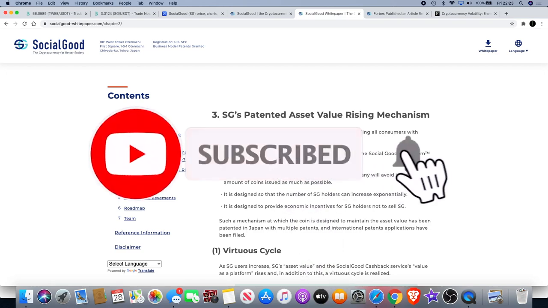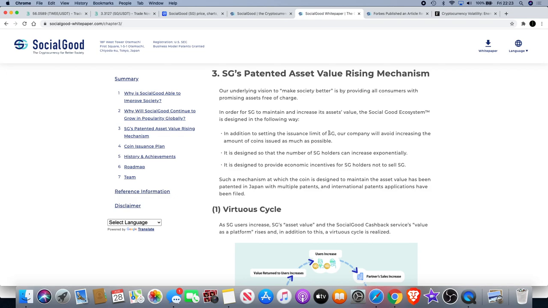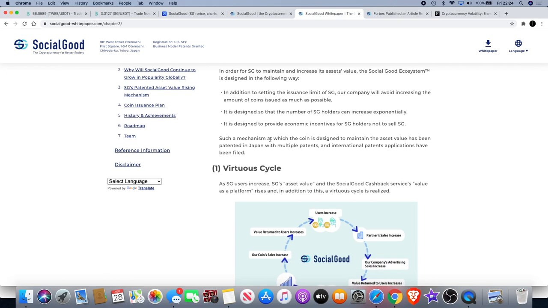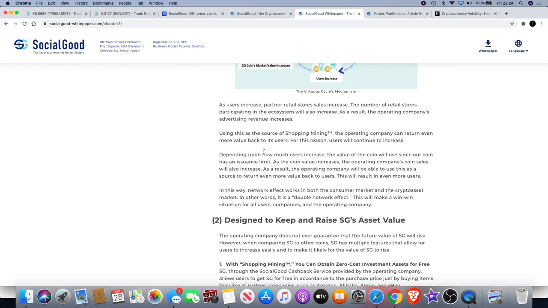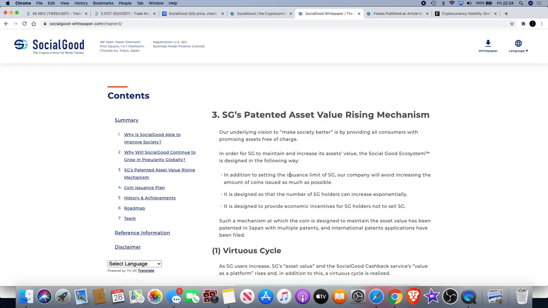Our underlying vision to make society better is by providing all consumers with promising assets free of charge. In order for SG to maintain and increase its asset value, the Social Good ecosystem is designed in the following way. In addition to setting the issuance limit of SG, our company will avoid increasing the amount of coins issued as much as possible. It is designed so that the number of SG holders can increase exponentially. It is designed to provide economic incentives for SG holders not to sell SG. Such a mechanism, by which the coin is designed to maintain its asset value, has been patented in Japan with multiple patents, and international patent applications have been filed. Okay? So you can go and read the white paper and see more of that. But it's always good when you see a patent, because it shows you that the product is unique and it can't be copied without legal implications.